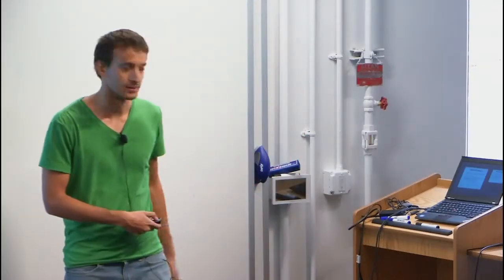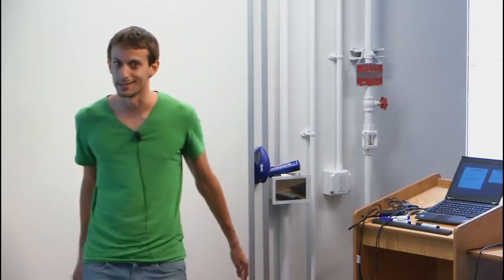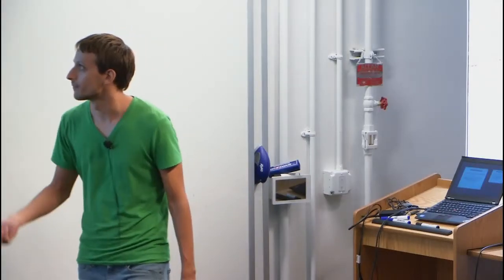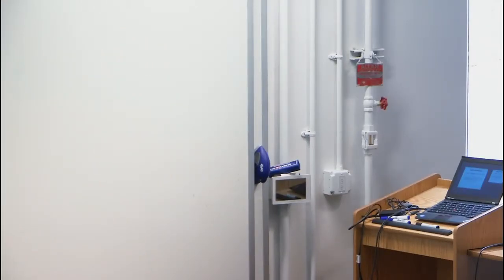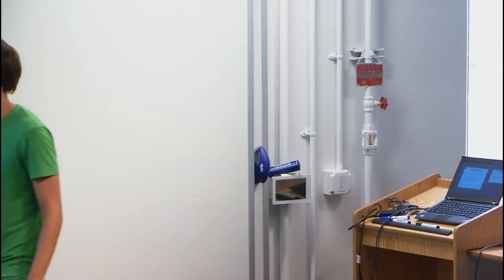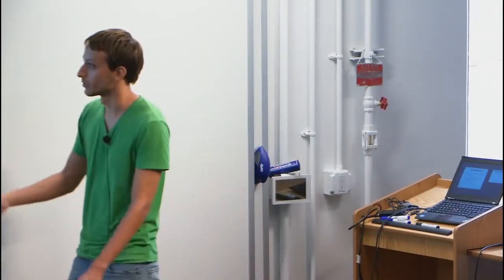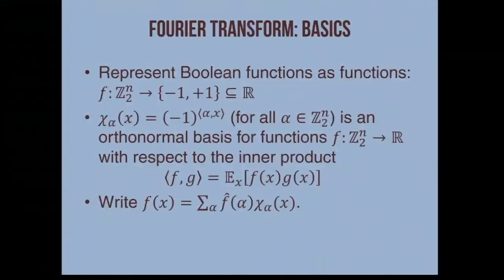So I probably don't need to tell you what the Fourier transform is. We're all among friends here. So I just put this slide so we can understand my notation. A Boolean function is a function from the group Z2 to the n into the real numbers, plus or minus 1, and then we have those Fourier characters chi alpha of x, which form an orthonormal basis, and we represent the function as a linear combination of those characters, the sum over every alpha in Z2 to the n of f hat of alpha chi alpha of x.